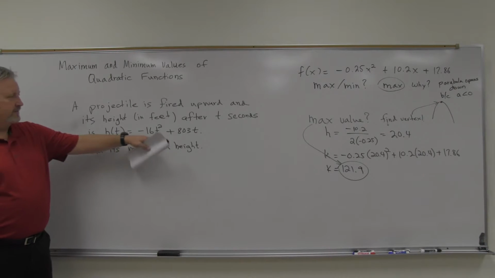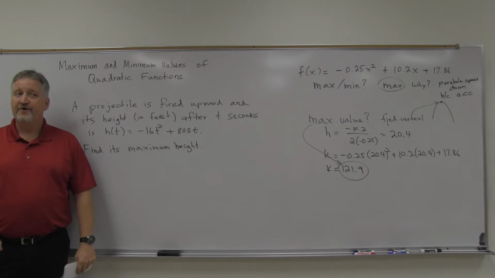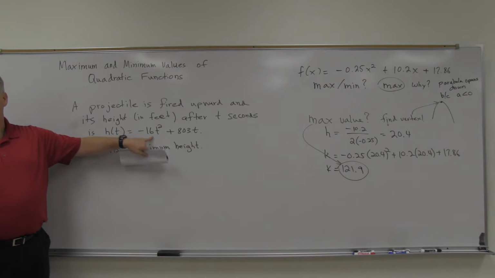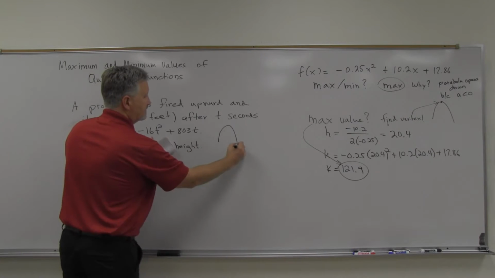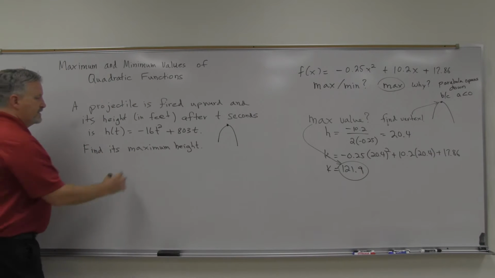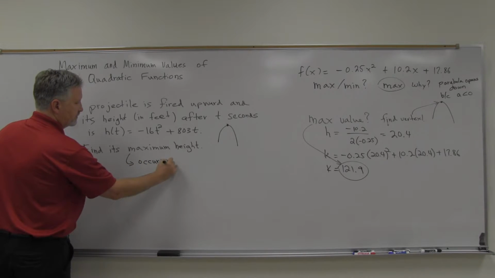Well, again, if we think about this function, we could plug in some different t values and try to come up with it that way, but the better way is to think about where this maximum would occur, because think about the graph. It's a parabola, isn't it? And it's going to be opening downward. So the maximum is going to occur, again, at the vertex. So maximum occurs at the vertex.